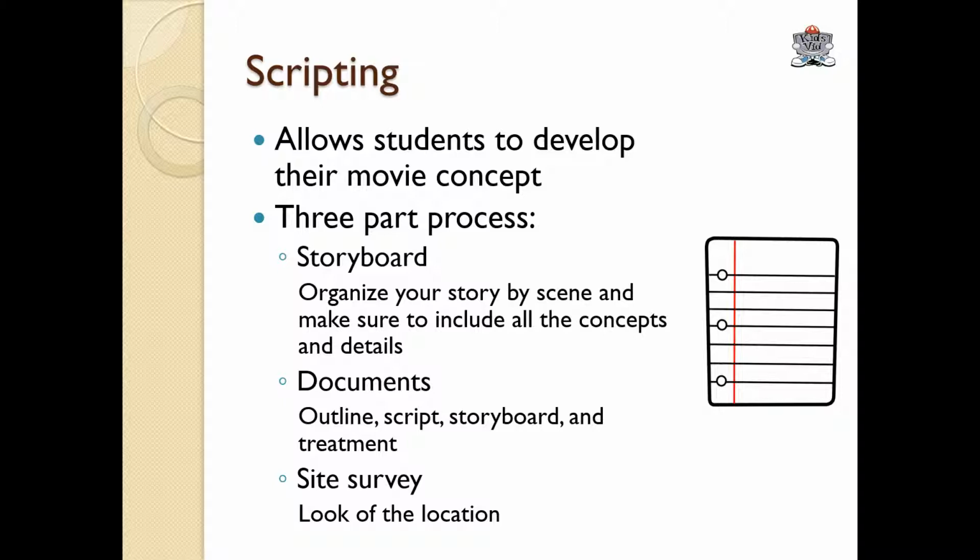The first part of the process, scripting, allows students to develop their movie concept. There are three parts of this process. The first is storyboard. This allows the student to organize their story by scene and make sure to include all the concepts and details, such as lighting and camera angle.